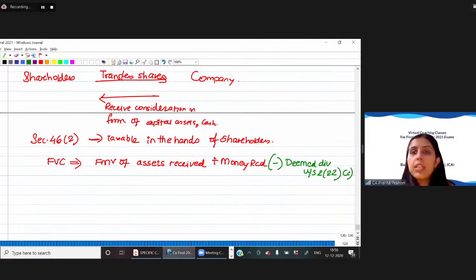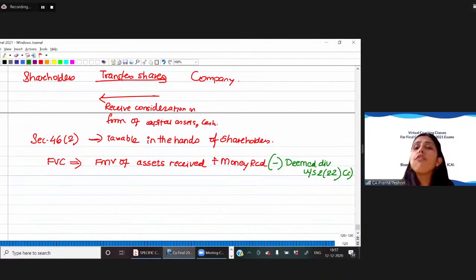Are you clear with this? Earlier, deemed dividend was taxable in the hands of the company because dividend distribution tax was applicable. From this particular year onwards, dividend distribution tax has been abolished. So now the deemed dividend would be taxable in the hands of the shareholders itself. The shareholders will have to pay the tax, but the head of income will get bifurcated.